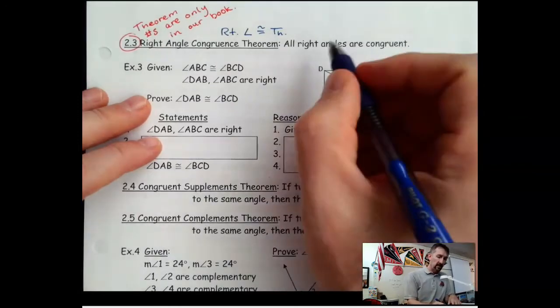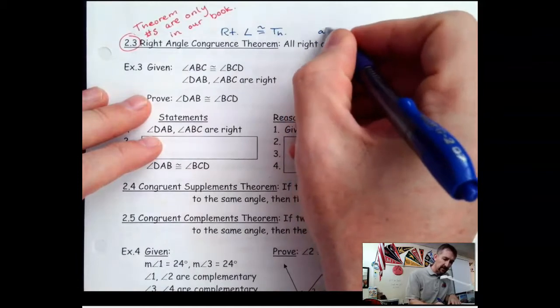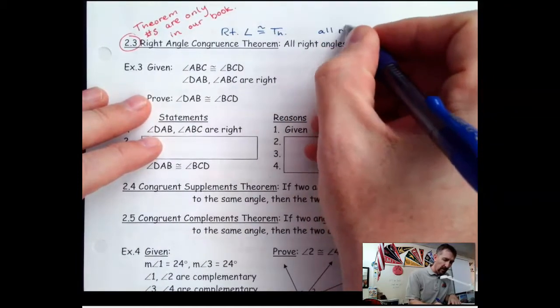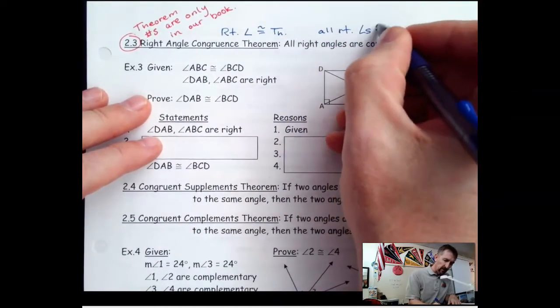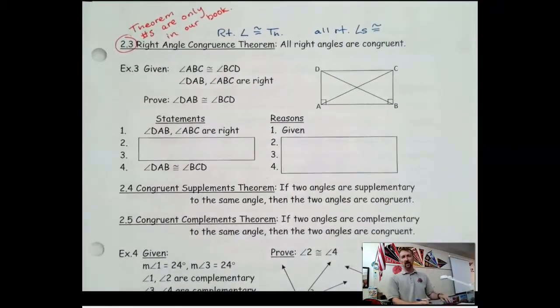So over here, we can either use the name or we can use what it says. Here I would say all right angles are congruent. That's probably what I'm going to use because I just think it's clear and to the point. All right angles are congruent. It kind of says what's happening.